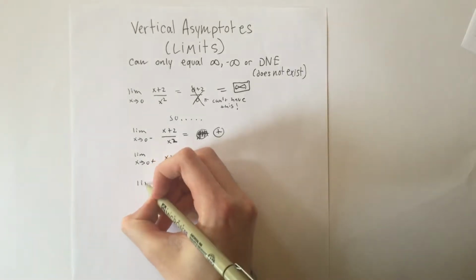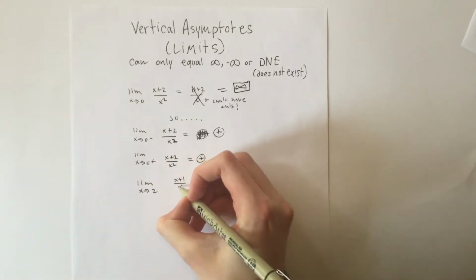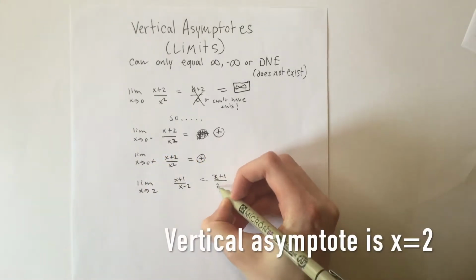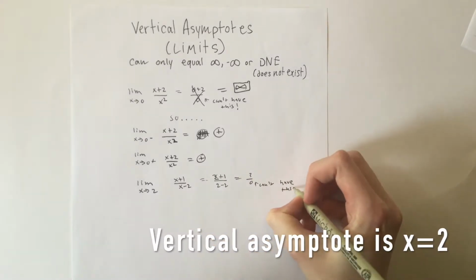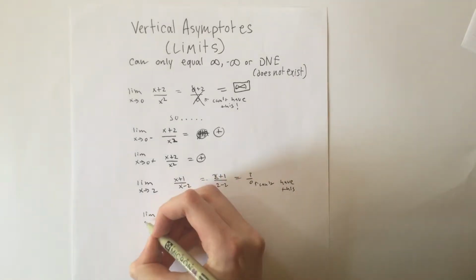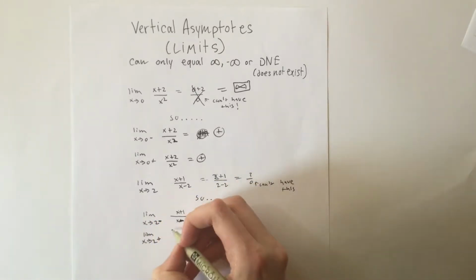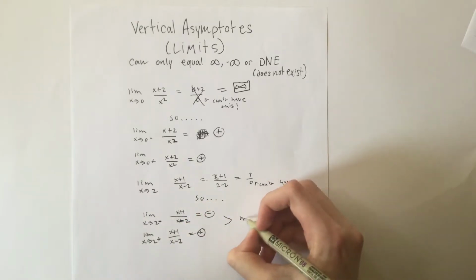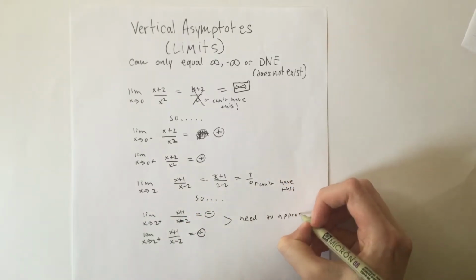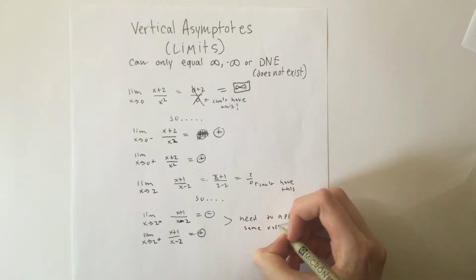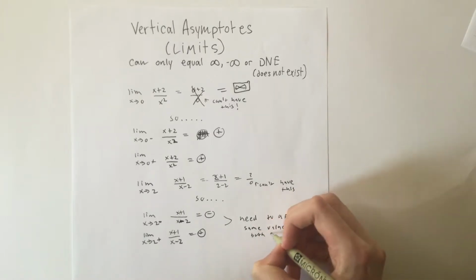For the second example, we have the same situation where when you plug in 2, you get 0 in the denominator, and we can't have this. However, the biggest difference is when we plug in a value from the left of 2, like 1.99, you get a negative. But if you plug in a value to the right of 2, like 2.01, you get a positive. And since these don't match, the limit does not exist.